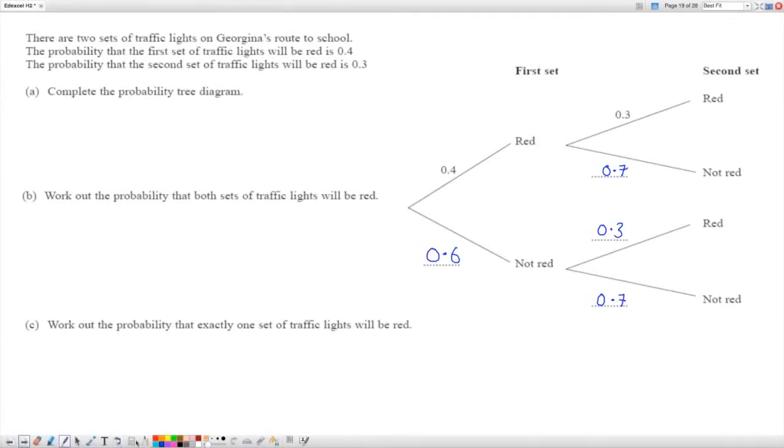The probability that both sets of lights will be red. To get both sets of lights being red, we're going to go up here and up here. Red, red. So both being red, we're looking at the yellow line there, and we're multiplying through. 0.4 multiplied by 0.3, which gives us our probability of 0.12. When we go along the branches, we're multiplying.